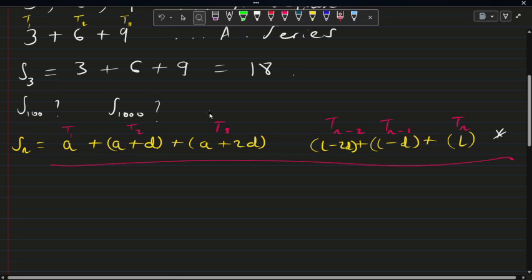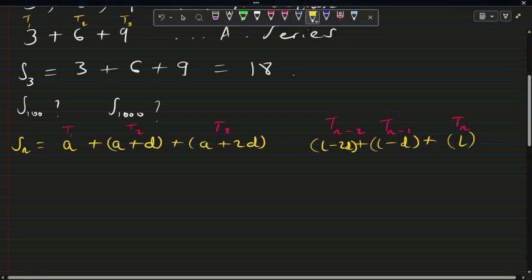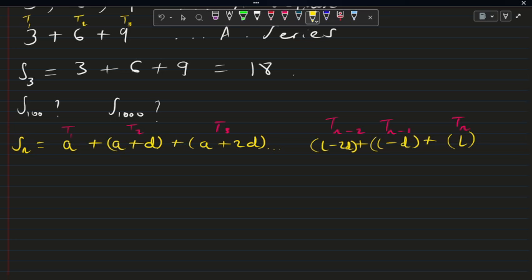We just remove this. Yay. My technology is not cooperating. Okay, so this is us adding the first n terms of an arithmetic sequence to obtain an arithmetic series. Okay, so this is equation number one.